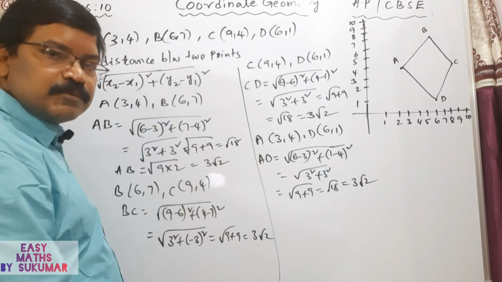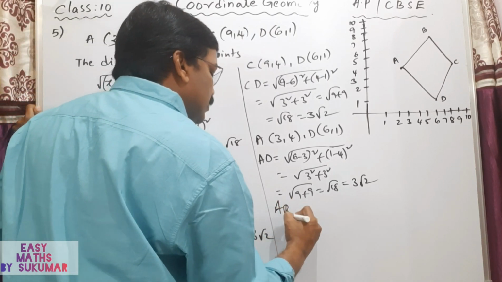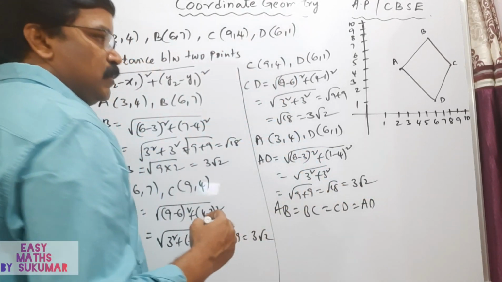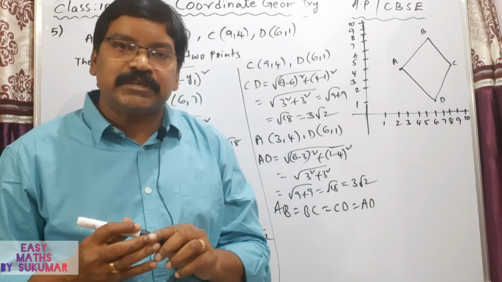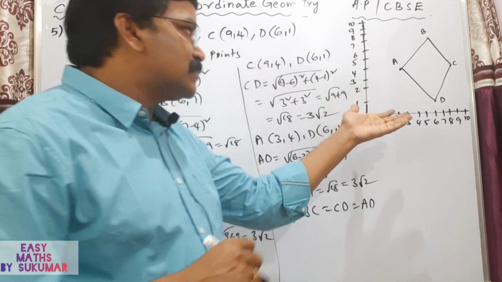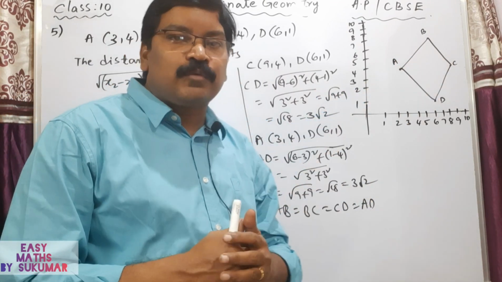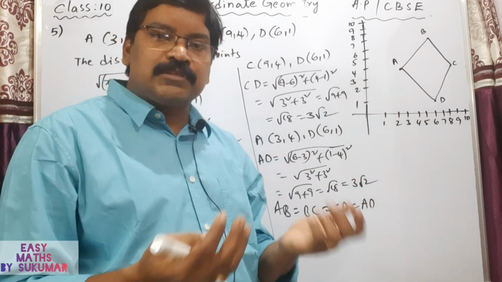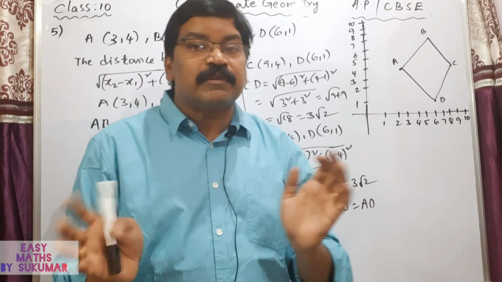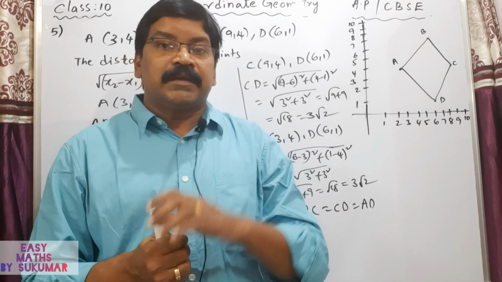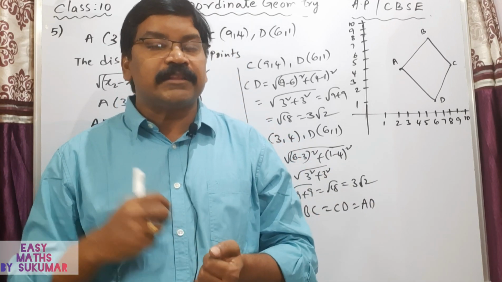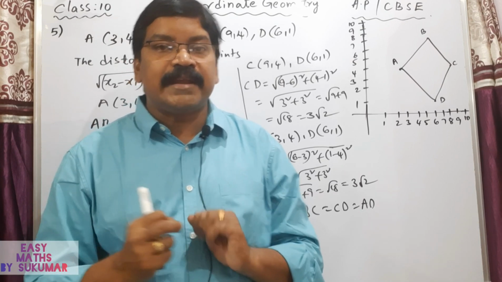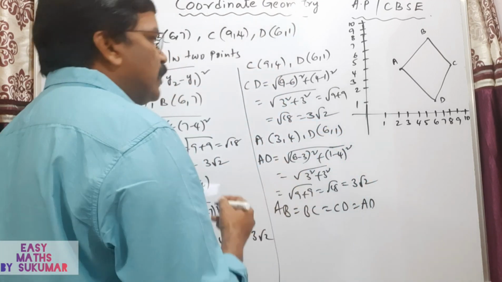Okay. So what do you observe, students, here? All the sides are equal. AB, BC, CD and AD are equal. Okay. So can you come to a conclusion here? No. Since all the sides are equal, even in a rhombus also. For a square also all the sides are equal. But what is the difference between a rhombus and a square? In a square the diagonals are equal, but in a rhombus the diagonals bisect each other at right angles. Okay. So let us verify now.